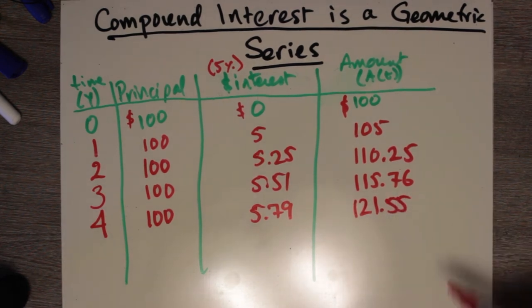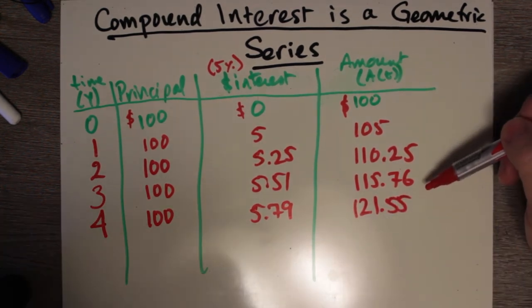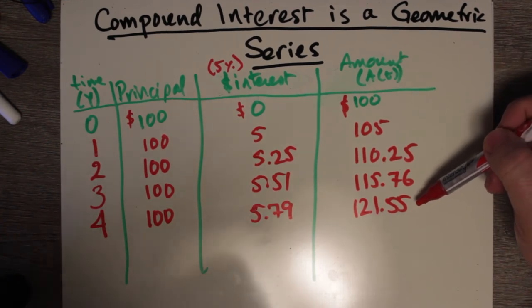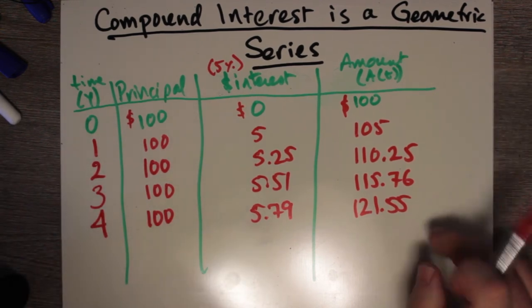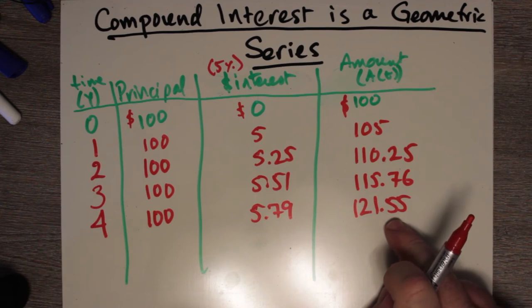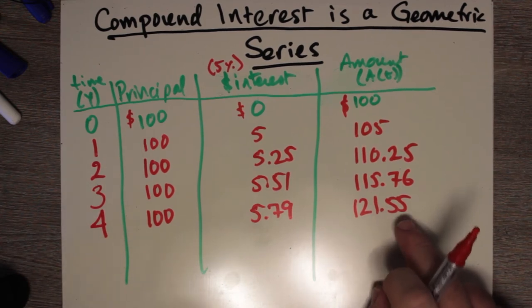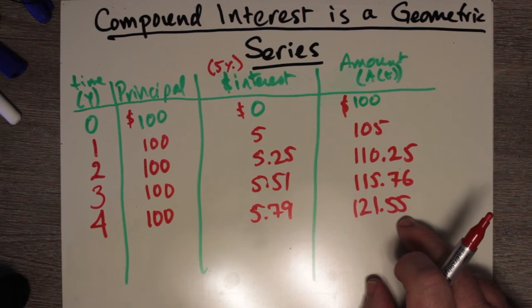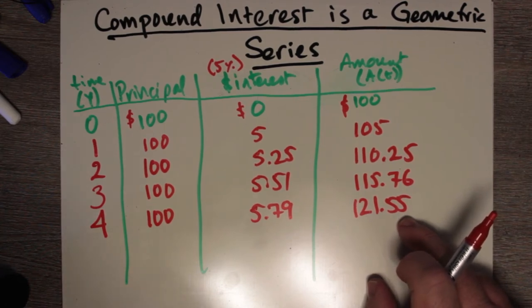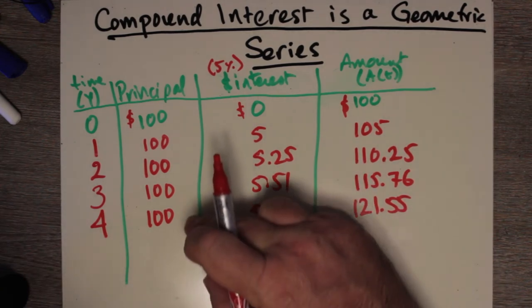So already we see that compared with simple interest, which gave us exactly $120 when we did the example, now by year four, with compound interest, we got an extra $1.55. And of course, this difference will become greater and greater as time goes on. As time goes on, compound interest will take off and dwarf anything compared with simple interest.